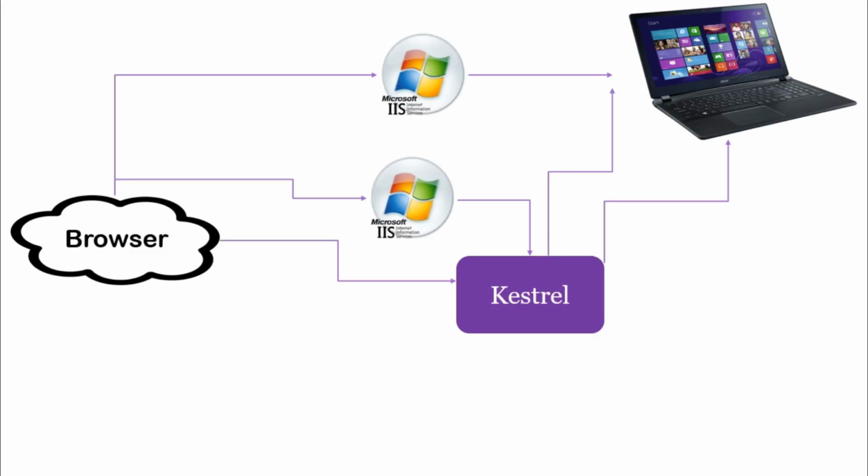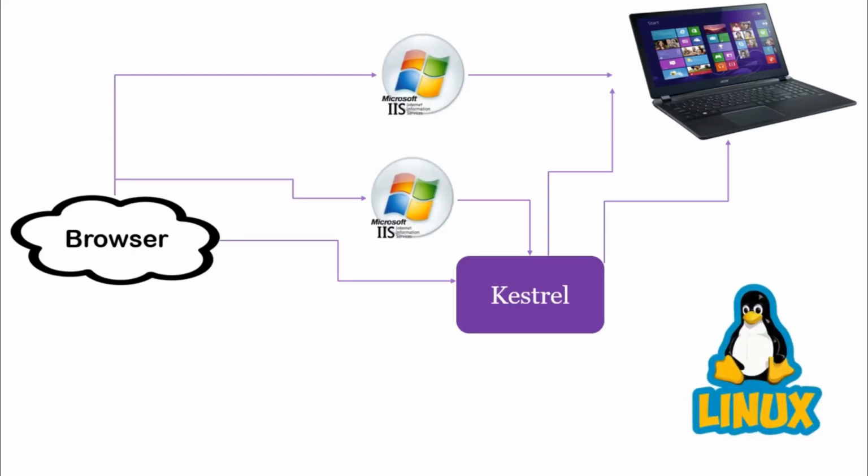Next, what if we have any other platform like Linux? Then obviously, IIS is not an option, because IIS is only compatible with Windows. So one option is, if our request comes from the browser, we can put Kestrel as a public-facing web server that will communicate with our application hosted on a non-Windows platform.